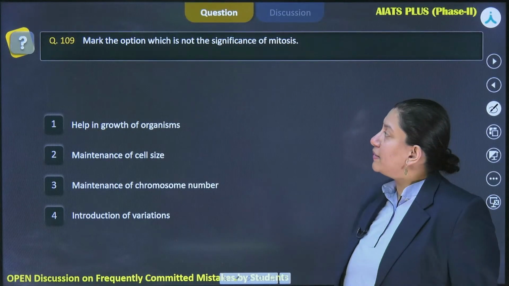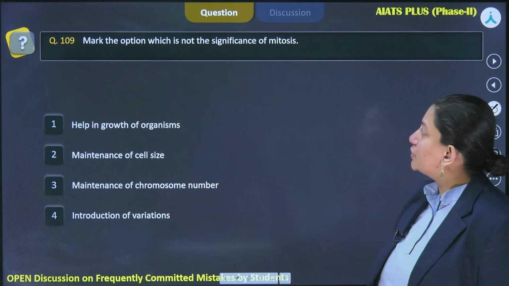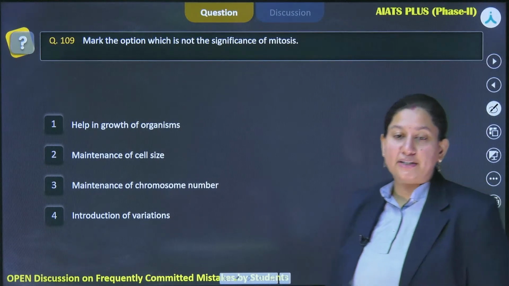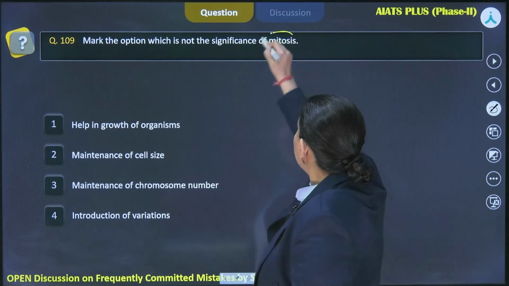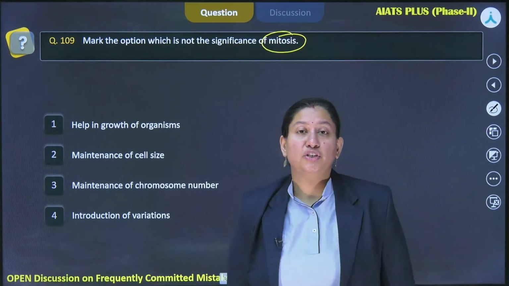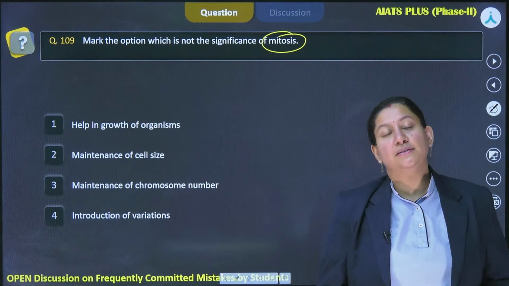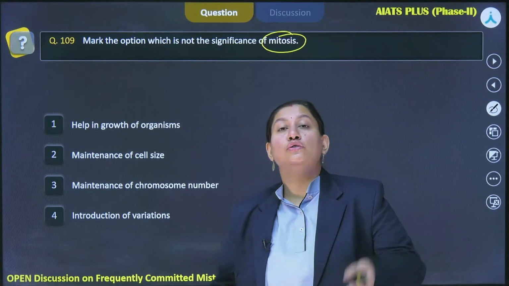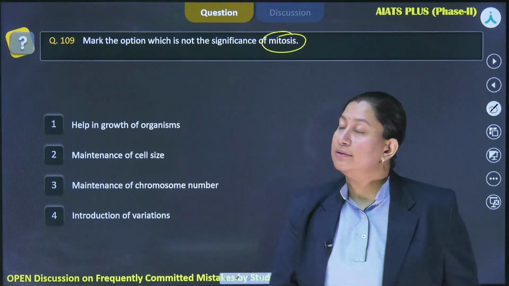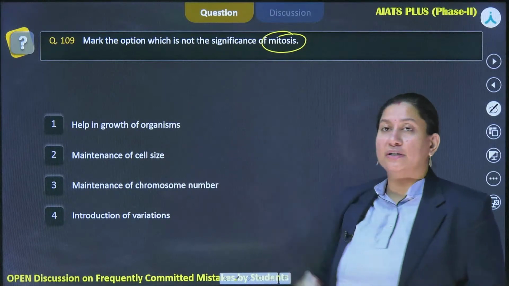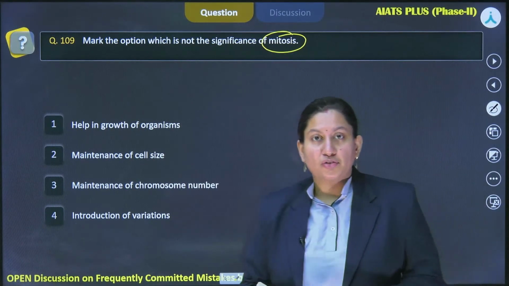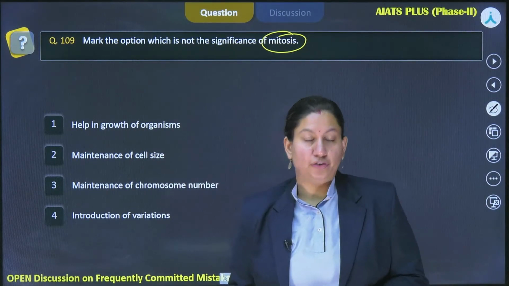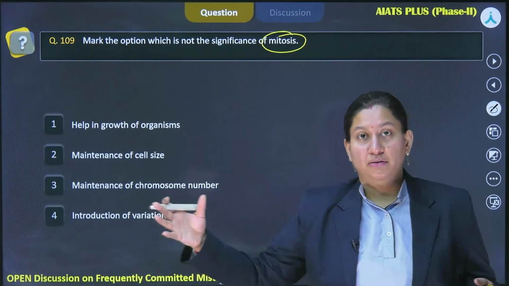Okay, so we have another question over here which says: mark the option which is not the significance of mitosis. So when we talk about mitosis, which is an equational division, that means the ploidy in the mother cell is also going to be retained in the daughter cells, right? So why do we use this particular mitosis? See, every process must have certain significance in nature so that it would be retained for long.